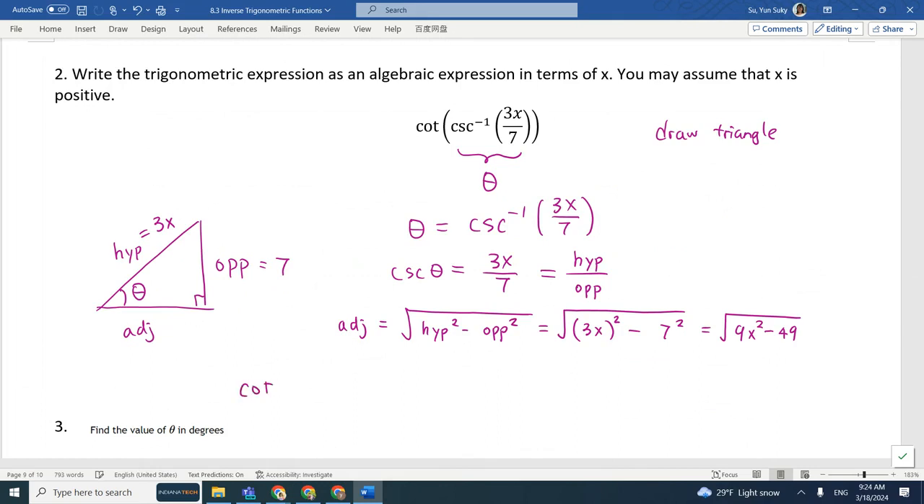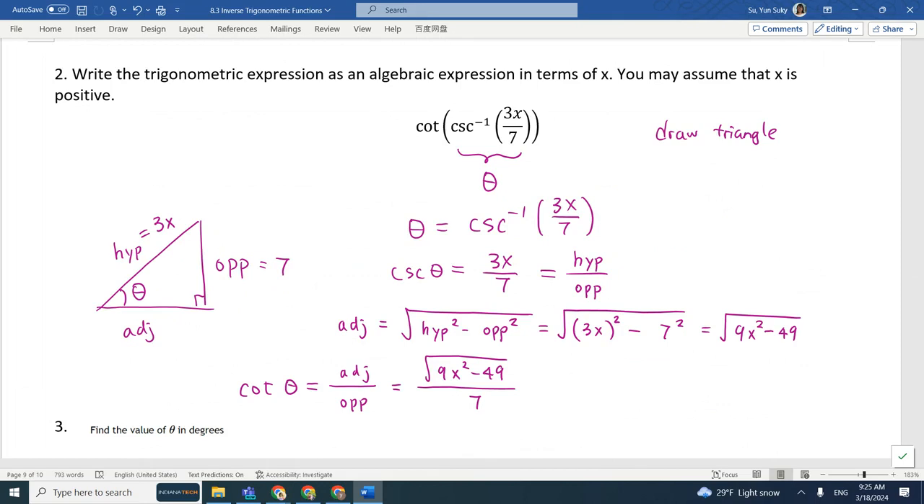Yes, we're looking for cotangent theta. What is cotangent theta in terms of opposite, adjacent, hypotenuse? Adjacent over opposite. Good. What is adjacent? Yes. Opposite? 7. That's it. Okay? See? So we learned two types of problems.